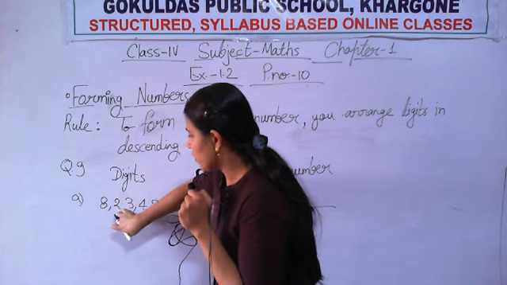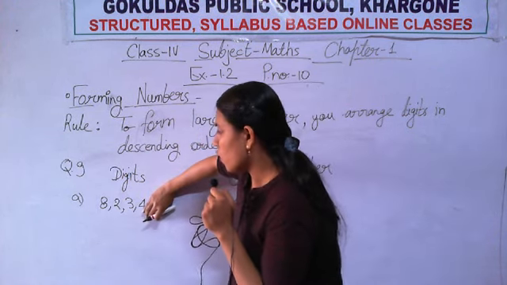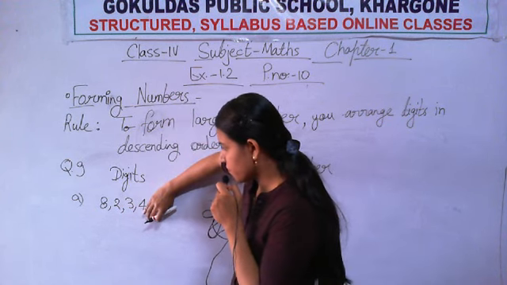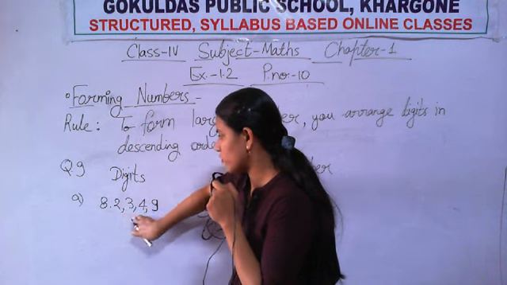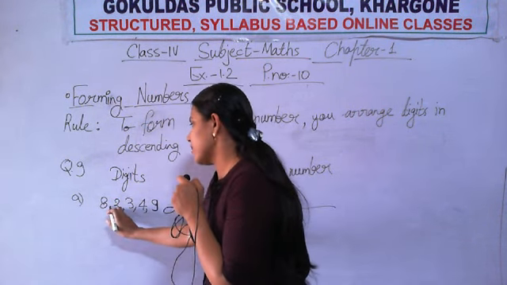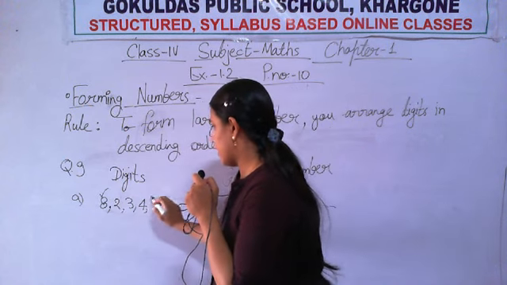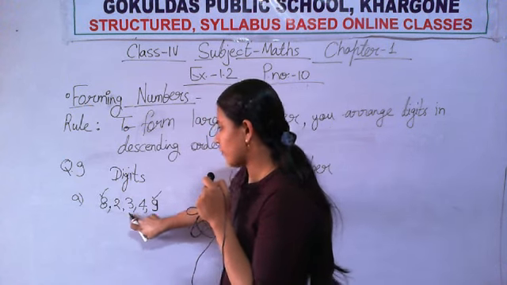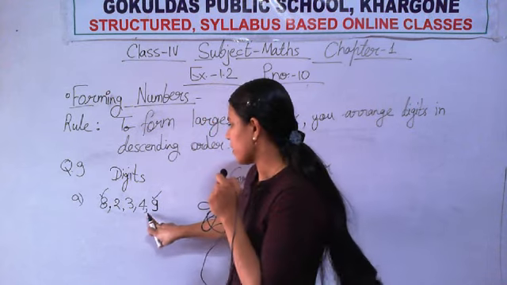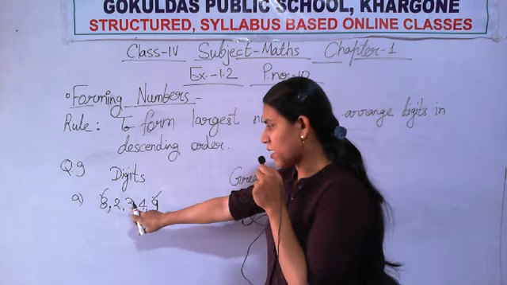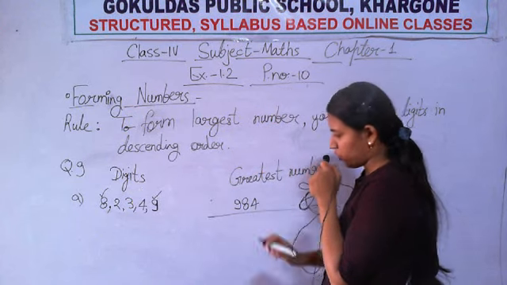Now you are left with 4 digits. Now compare and find which one is the greatest digit. Among these 4, which one is the greatest? 8 is the greatest. So write 8. Then you have done 8 and 9. You are left with 3 digits. Now compare which one is the greatest. So you will say that ma'am, 4 is the greatest. So I will write 4 here.